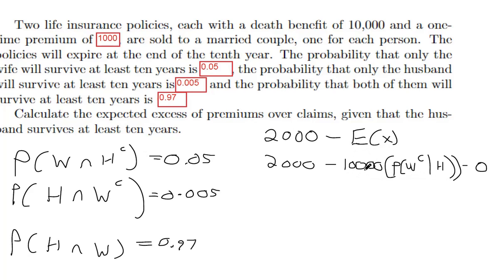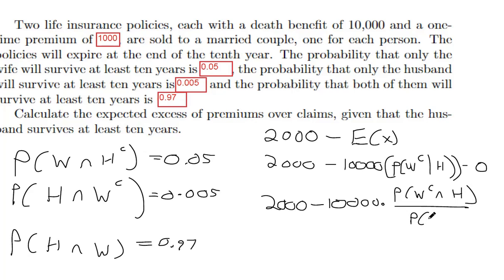The wife could die, in which case the insurance company loses $10,000. We're going to weight that with the probability that the wife dies given that the husband survives. The other option is that the wife survives, in which case the insurance company doesn't pay out that death benefit, so we subtract $0 for that option. This is the real crux of the problem. We have to find the probability that the wife dies given that the husband survives. We can use the conditional probability formula we studied in the course. We have $10,000 multiplied by the probability that the wife dies and the husband survives, divided by the probability that the husband survives.